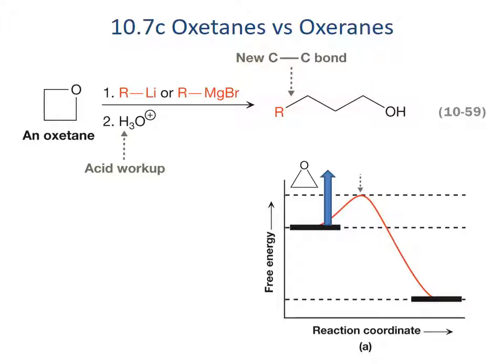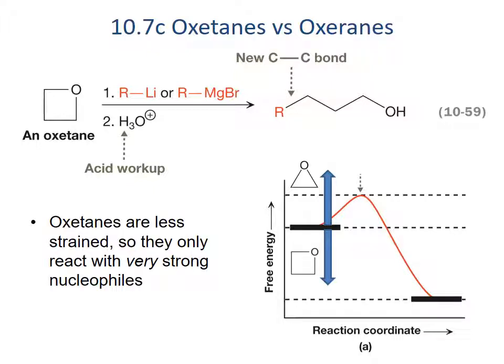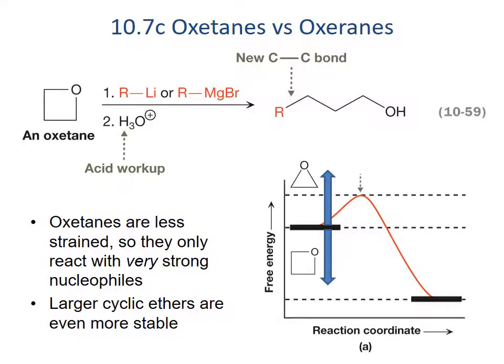On the other hand, if we release some of the strain, like having a bigger ring to have less ring strain, we'd have lower energy reactants and a less exergonic reaction. For this reason, oxetanes, the four-membered cyclic ethers, only react if we have very strong nucleophiles, but otherwise are not very reactive. If we have a larger cyclic ether like a tetrahydrofuran, a five-membered cyclic ether, the molecule becomes even more stable and we consider it unreactive.